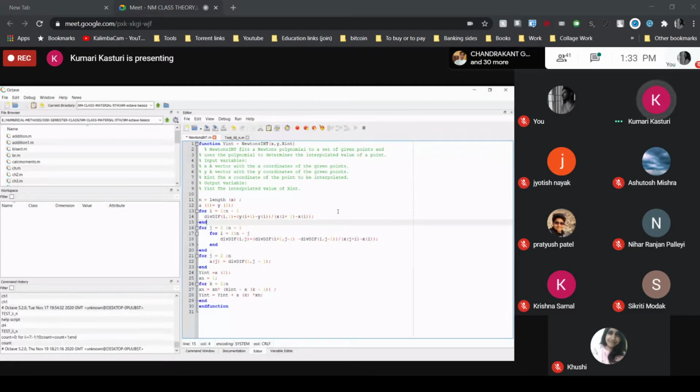One for loop is used for the calculation of the first divided difference column. Then we have used another for loop that will be used to calculate the second, third, fourth and so on. Except for the first divided difference, all the rest of the divided differences are calculated by that for loop. The first divided difference is simply the difference between two y coordinates divided by the difference between two x coordinates. Am I clear up to this one?